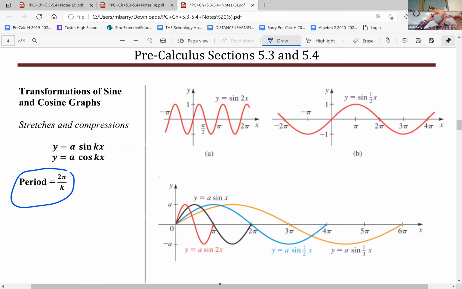I mentioned it on our part 1, but there it is again. Period is 2 pi over k. What's k? Well, k is the number that's multiplying by x inside of the sine or cosine there, all right?